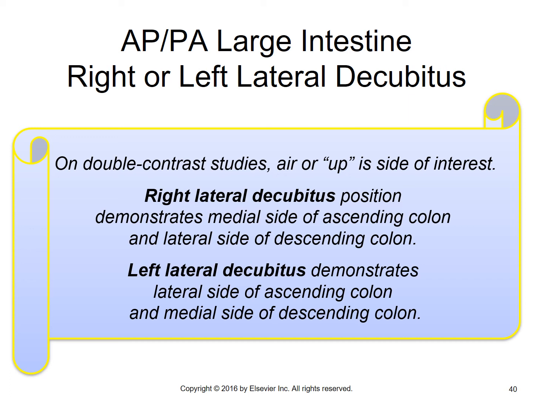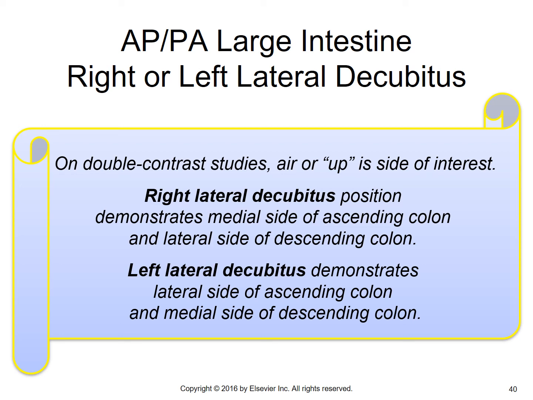So you think about the ascending colon. If I'm laying, it's like a tube, and I've got one side filled with barium, the other side is filled with air. You're interested in where the air is, not the barium. So right lateral decubitus is used to demonstrate the medial side of the ascending colon.